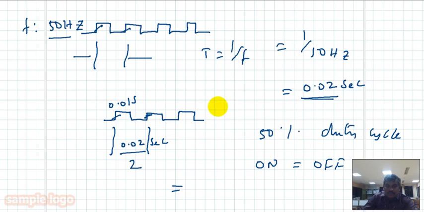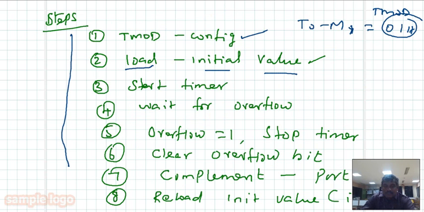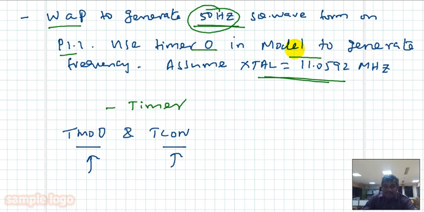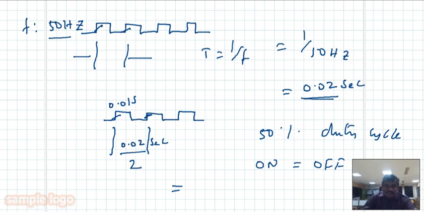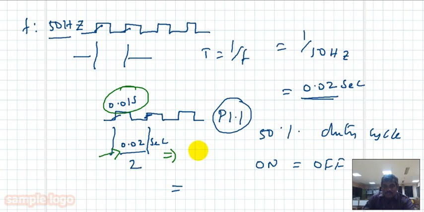And again, you are going to generate the square waveform. Go back and see the question. You are going to generate the square waveform on P1.1. So come to this. If you complement P1.1 every 0.01 second, the duration of one pulse will be 0.02 second. If you convert this time to frequency, the frequency will be 50 Hz.